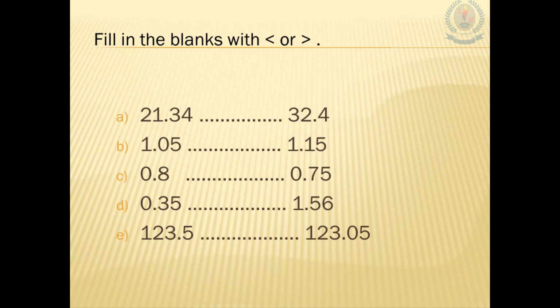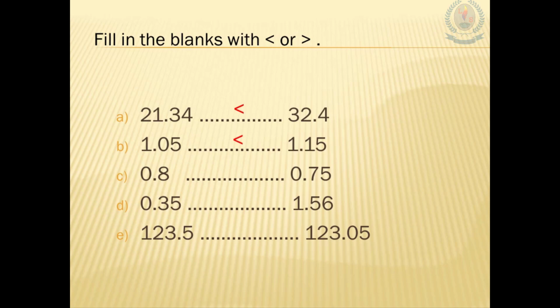First, you have to look at the tens place. 2 and 3. 3 is the greater number, so you can tell 32.4 is greater than 21.34. Next example, 1.05 and 1.15. You have to look at the unit place first. They are the same. Then you can look at the number of tenths. It's 0 and 1. 1 is greater than 0, so you can tell 1.15 is greater than 1.05.